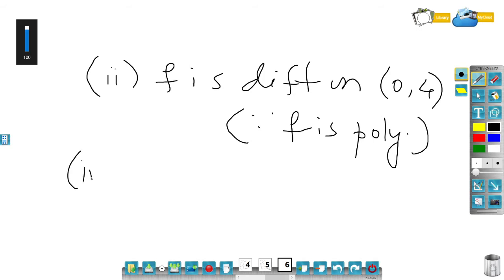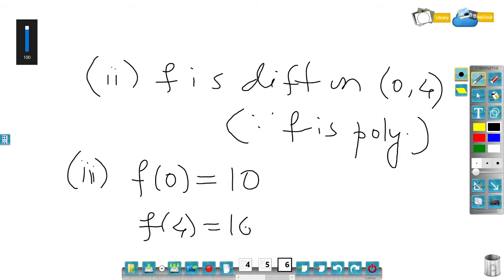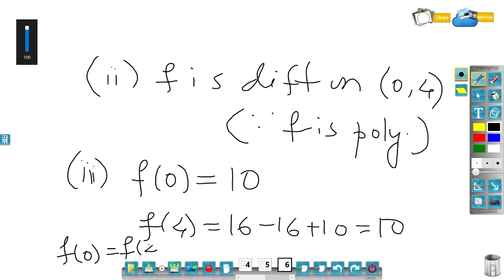Now the third condition I need to check. f at 0 I need to calculate. f at 0 is 10 and f at 4 is 16 minus 16 plus 10, which is 10 only. So you could see that f at 0 is equal to f at 4.